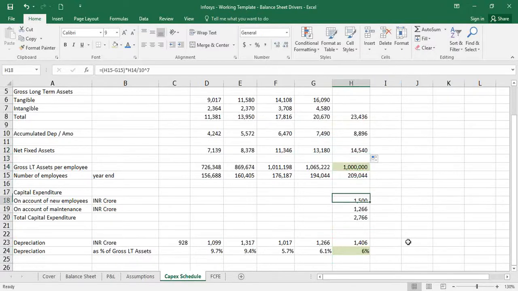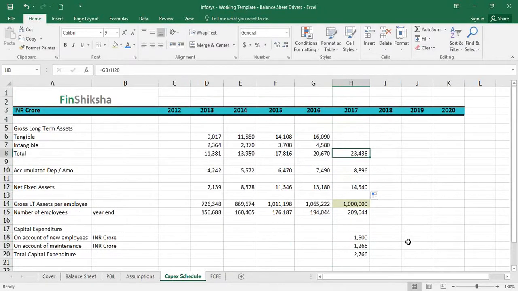So again, just two sets of assumptions is what we have taken here, and that gives us the overall data in terms of what's going to be my net fixed assets for this year.